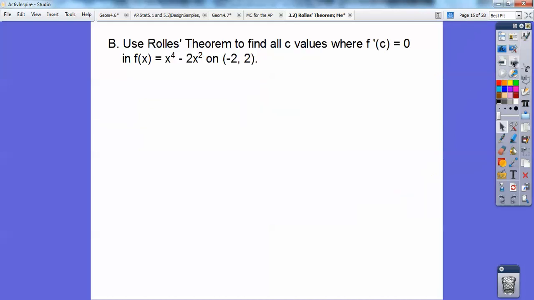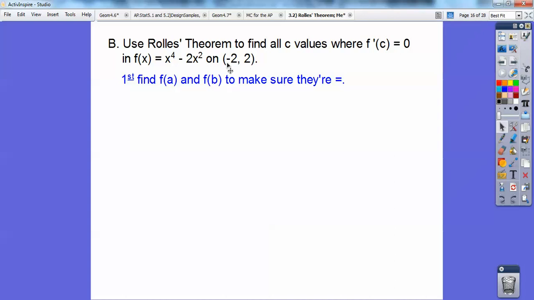Okay, so let's go ahead and use Rolle's theorem to find all c values where f prime of c equals 0, if f of x is this function right here on the interval -2, 2. It should be the closed interval, I have open. So on the closed interval [-2, 2]. Okay, let's find f of a and f of b. Make sure that they're equal to each other.